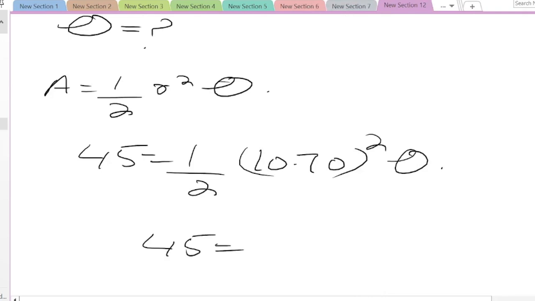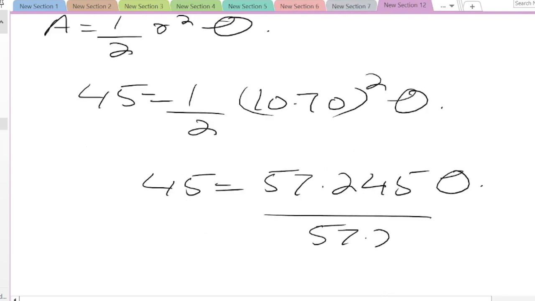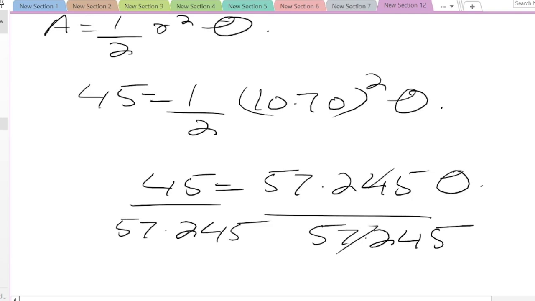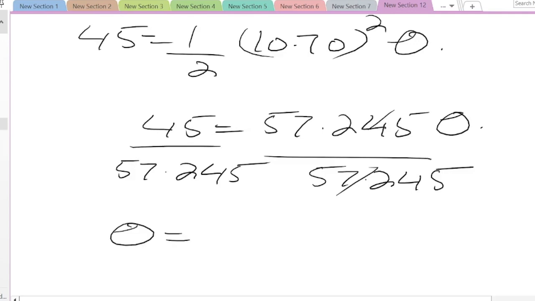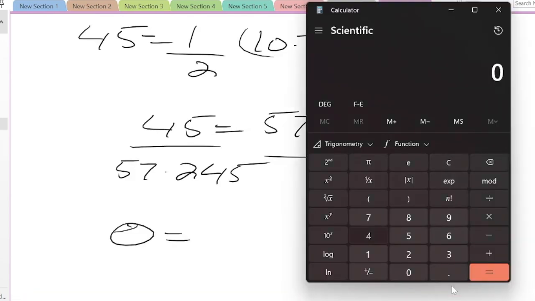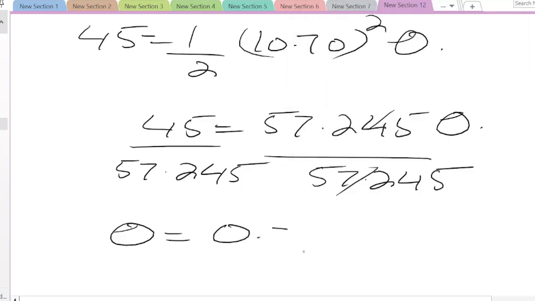So 45 is equal to 57.245 theta. Now 57.245 will be divided on both sides. After it is divided on both sides, what will the value of theta be? We can just write 45 divided by 57.245. So we get 0.786. So 0.786 radian is our answer.